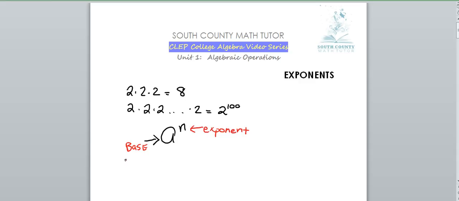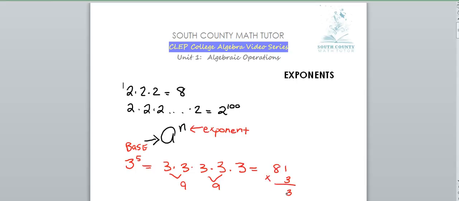So for example, if you had 3 to the 5 power, it's telling you to take 3 and multiply it by itself 5 times. Let's just go ahead and do it. 3 times 3 is 9. 9 times 9 is 81. 81 times 3 is 243. The good thing is you have a calculator. You don't need to do this in your head. You can use your calculator if they happen to have a problem like that on the test.